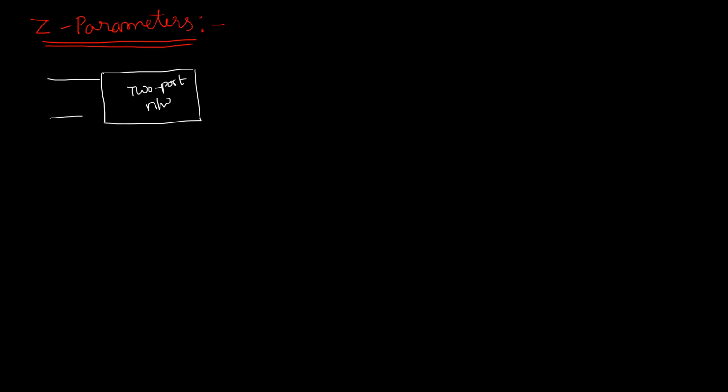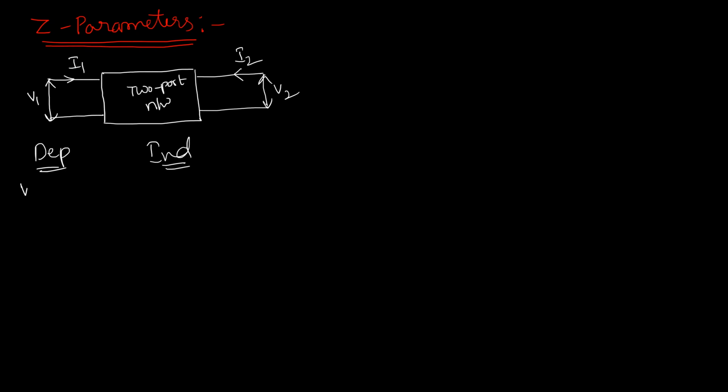So we will definitely have two pairs of terminals. So here I1 and here V1. Similarly, we can have one more port here, V2, I2. So let me tell you, V1, I1 are the port 1 variables, V2, I2 are the port 2 variables. Now, we already discussed there are two sets, dependent and independent variables. So in Z parameters, V1 and V2 are dependent variables, I1 and I2 are independent variables.